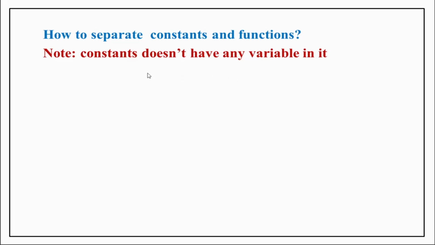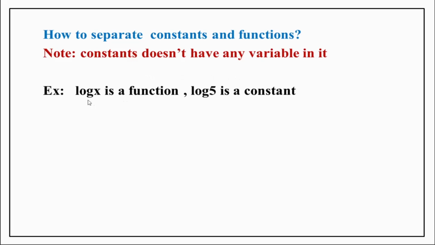Constants don't have any variable in them. Let me take some examples. So log x is a function, log 5 is a constant. For different values of x, log x gives different values. So that's why it's a function. And log 5 is just one value, 0.6990. So it is constant, it is fixed. So remember, if you find any variable, then that is a function. Otherwise, it is always treated as a constant.